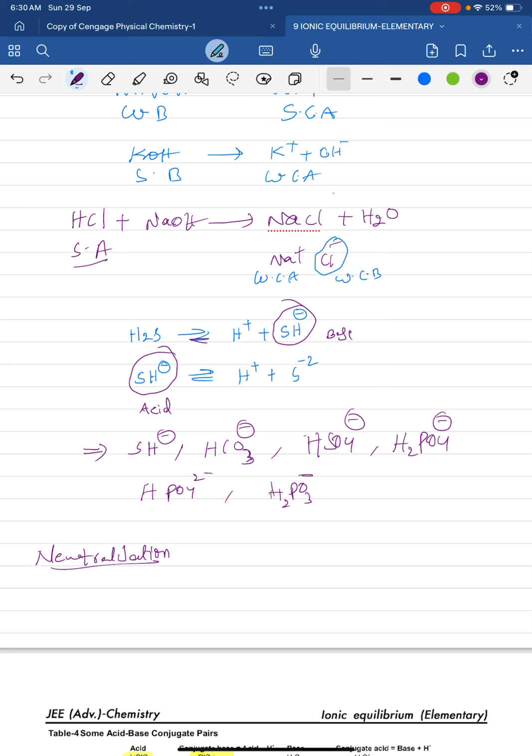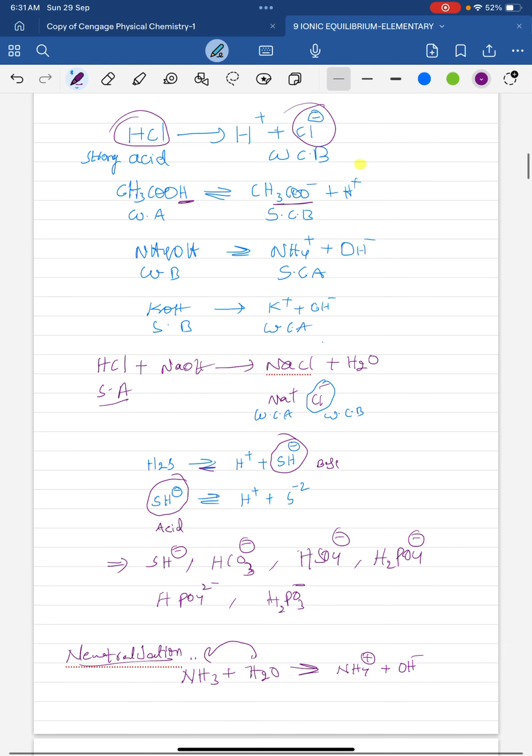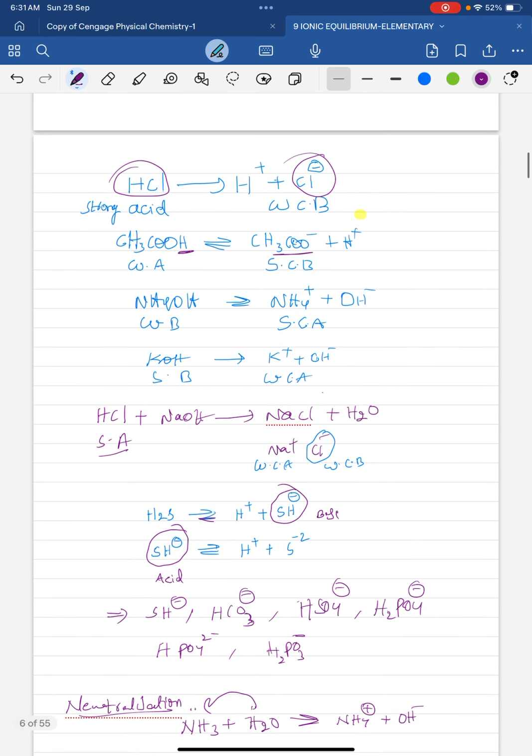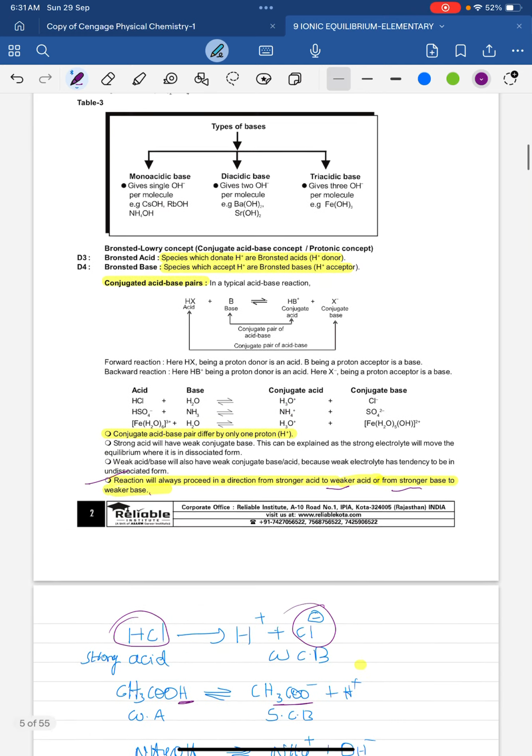What is neutralization according to Bronsted acid base theory? H plus donor and H plus acceptor; this is the only thing involved in the reaction. For example, NH3 plus H2O gives NH4 plus and OH minus. Just H plus is transferred from here to here. So proton transfer is the neutralization. This is the Bronsted-Lowry acid base theory. We'll see the next case, Lewis acid base theory. Thank you.